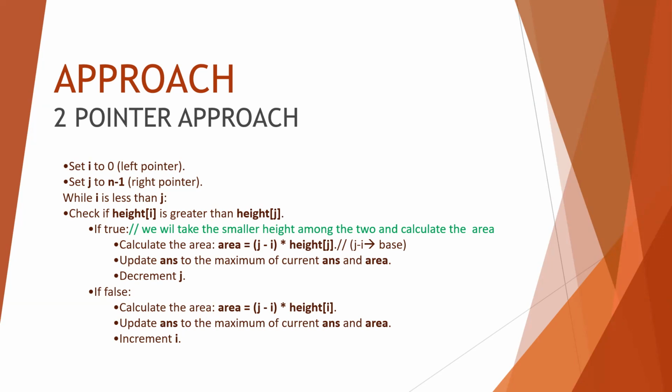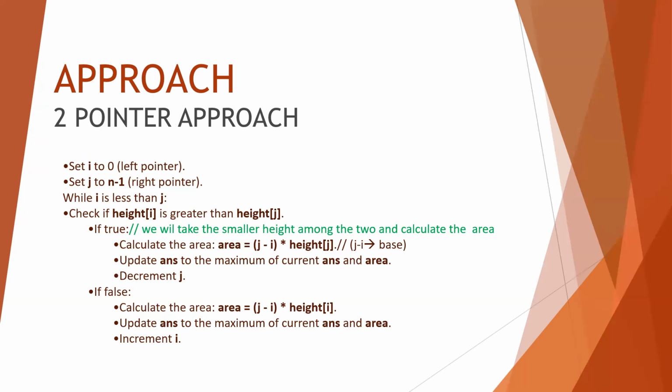Now we will calculate the area, considering j minus i, that is the subtraction between the pointers, as our length, and the height of the smaller one as our height. So the rectangular area is length into height. So we got the area.